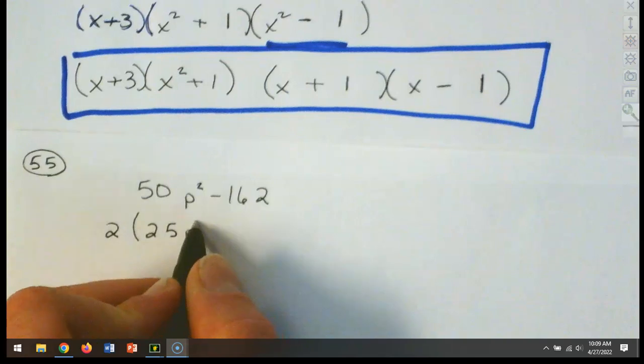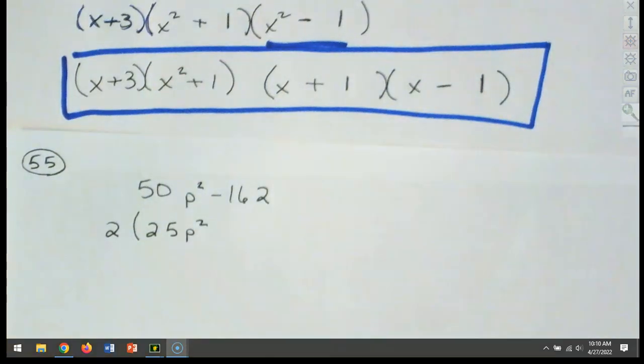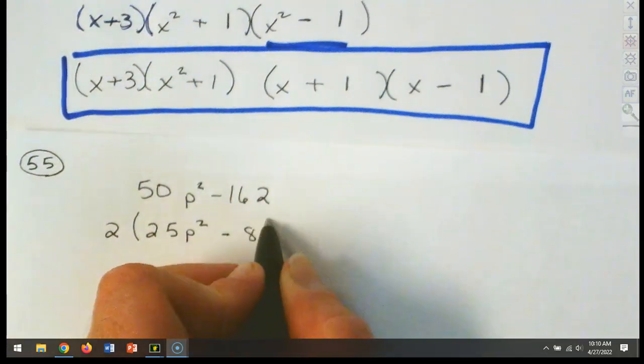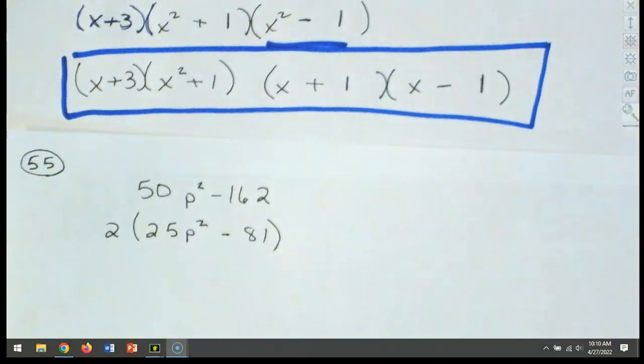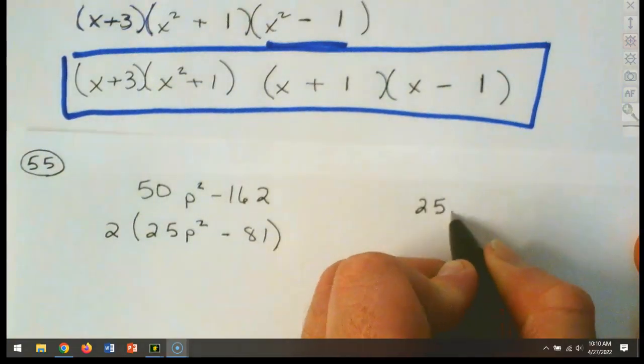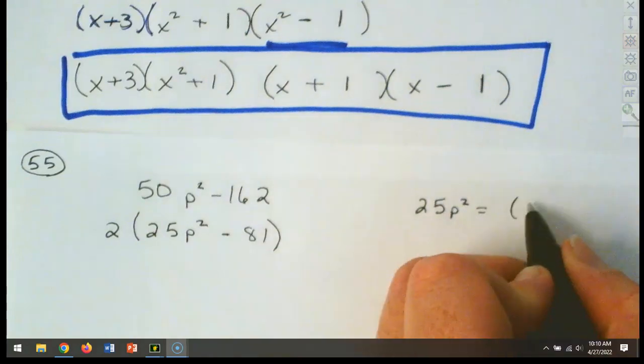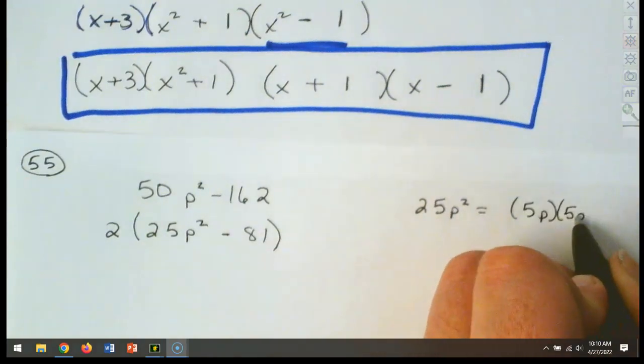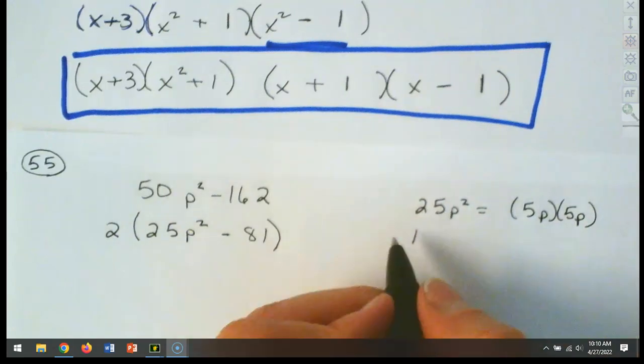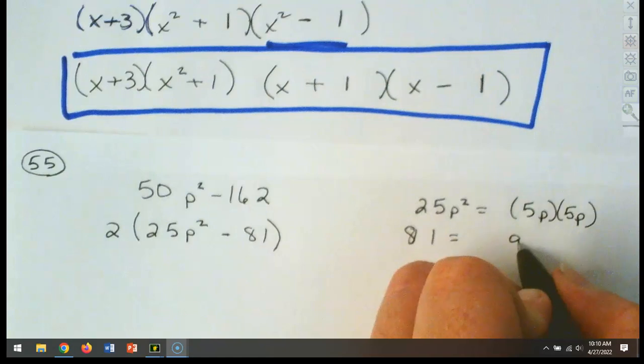25p squared, right, for that first piece. And we already know that 25 is a perfect square, so I know I'm on the right track. What about that 162? Well, if I take a 2 out of that, see, then I get an 81, and 81 is also a perfect square, isn't it? So by taking that 2 out, now we can see this is a difference of squares. And 25p squared is 5p and 5p. And 81 is 9 and 9.